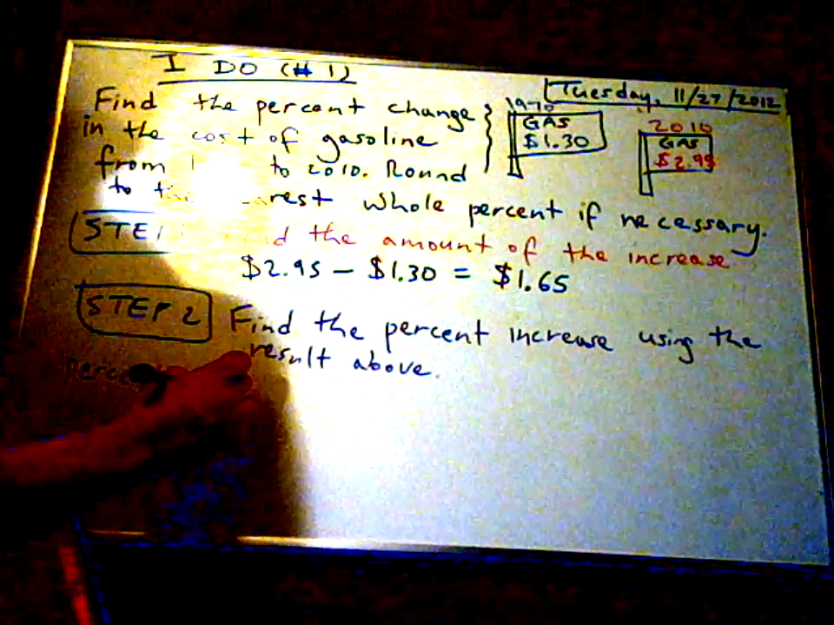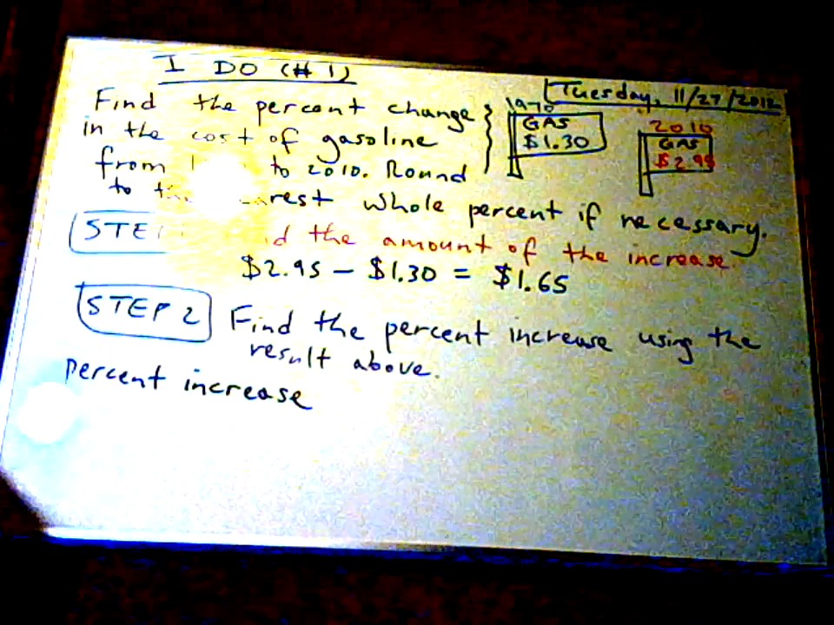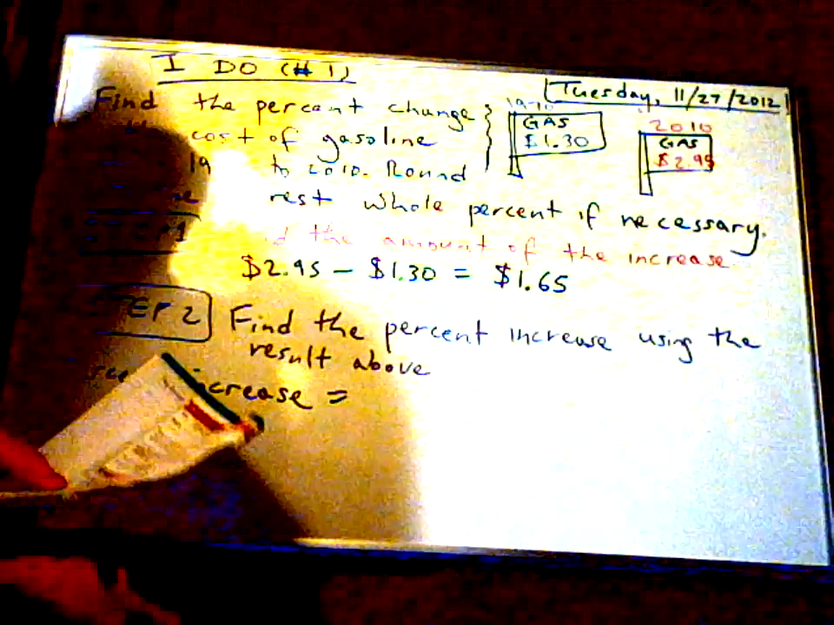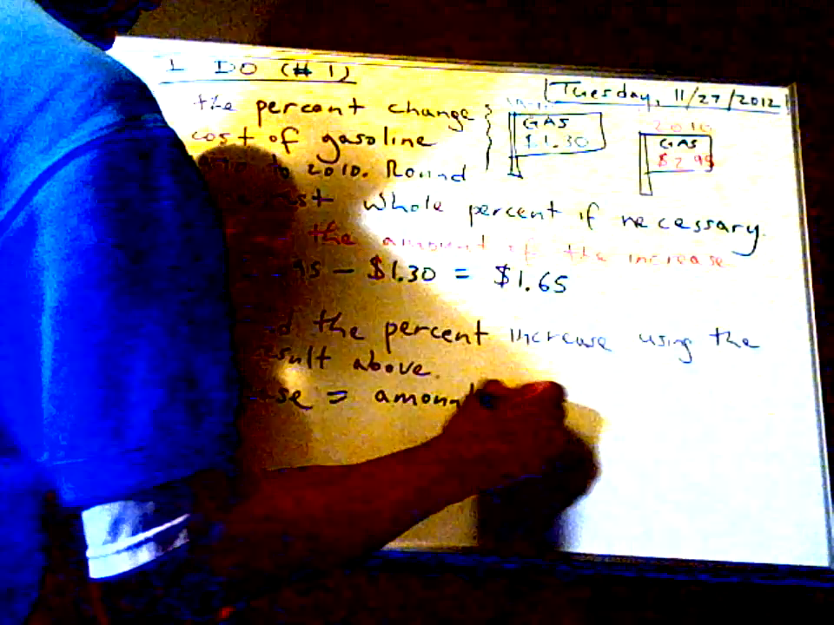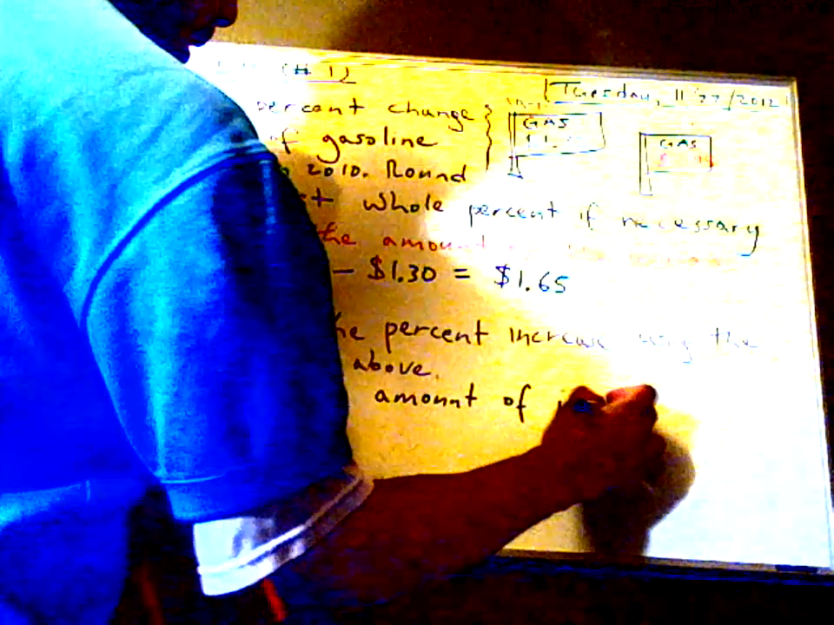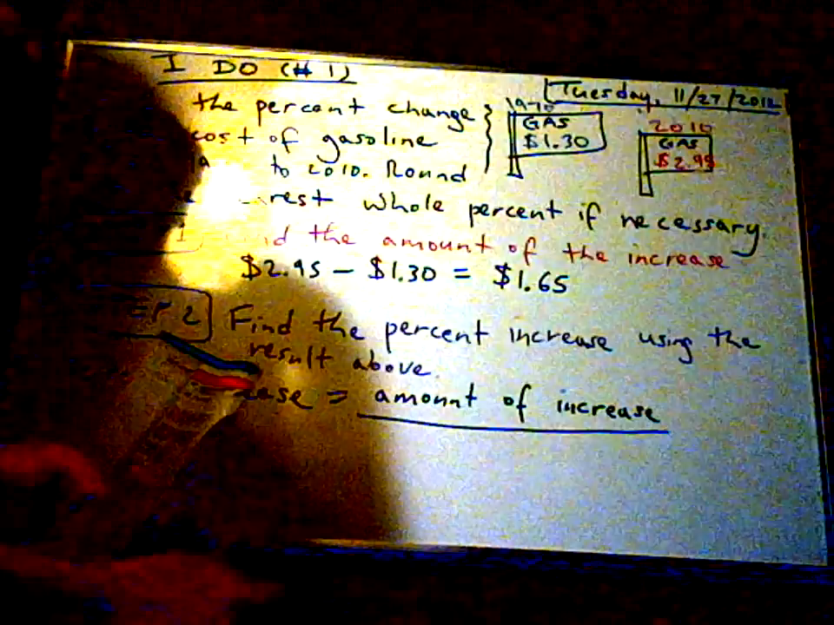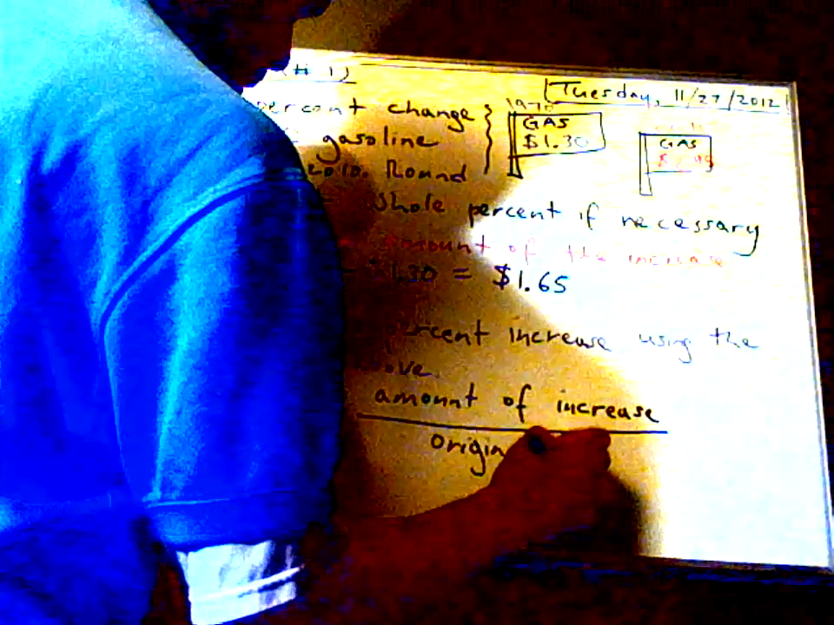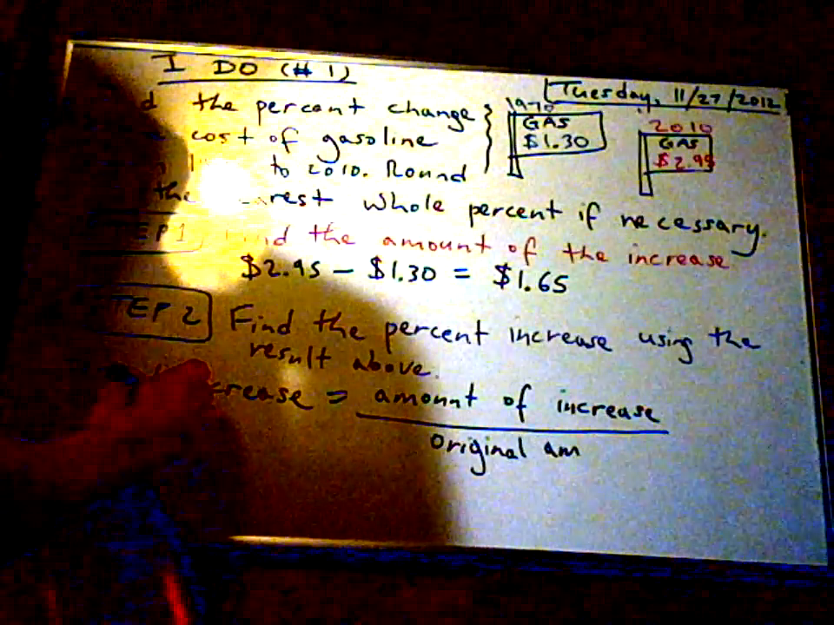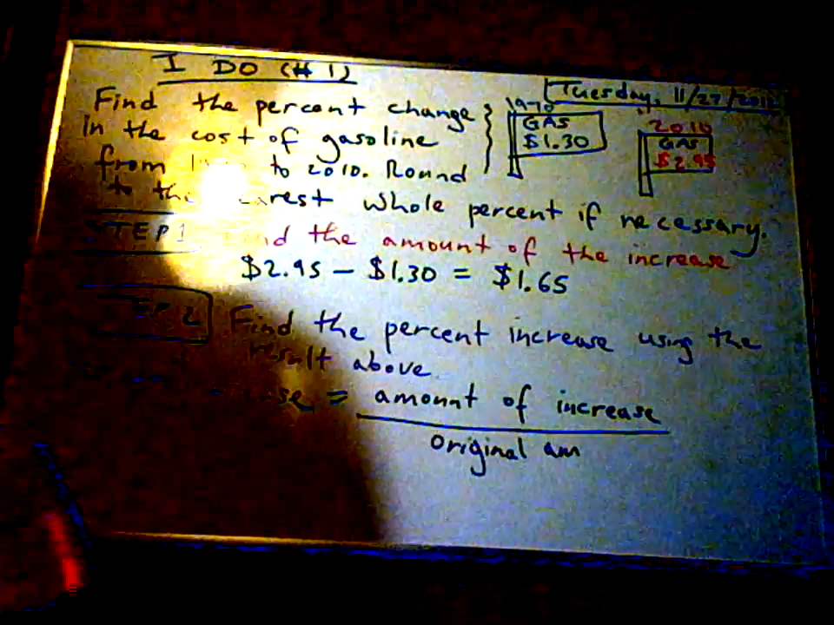Percent increase, you should be copying this down. Percent increase is equal to amount of increase divided by original amount. Okay, keep on percent of increase, keep on leaving out the "of". So it is the amount of increase over the original amount.